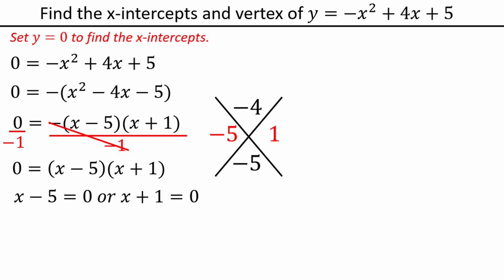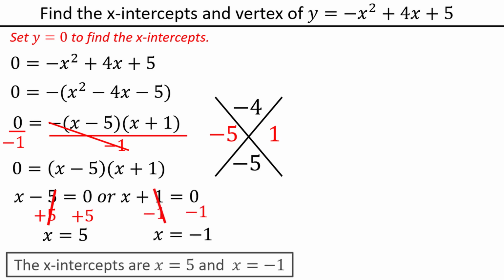If x minus 5 is equal to 0, that means x is equal to 5. And if x plus 1 is equal to 0, that means x is equal to negative 1. That means our x-intercepts are x equals 5 and x equals negative 1.